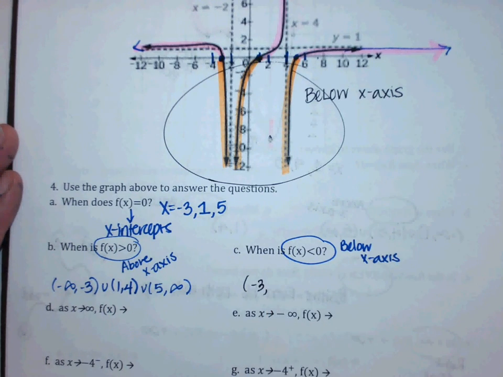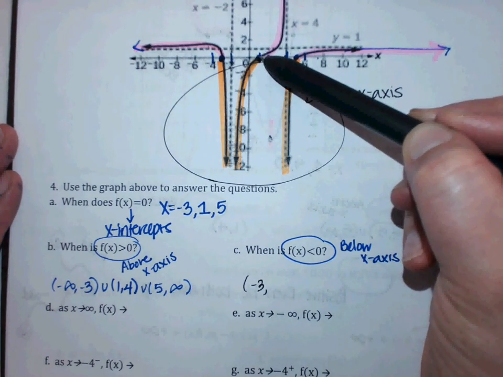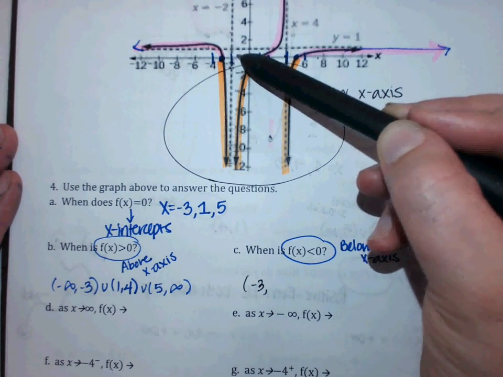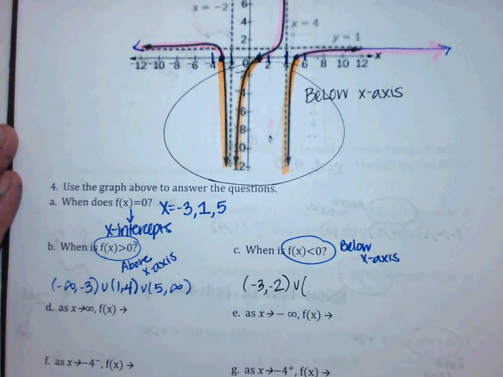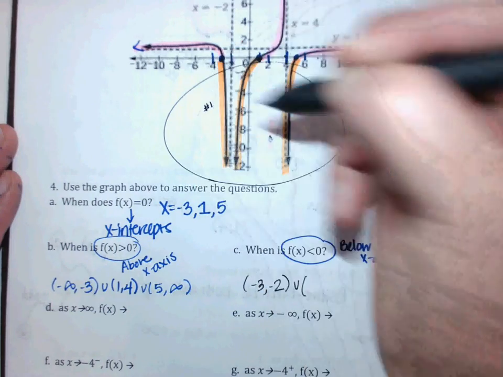Okay, then, when I get to the asymptote, I have to cut the graph off. So even though it stays negative until 1, I have to stop where? At -2, because what happens at -2? You have an asymptote. So this chunk here, this is part number 1.